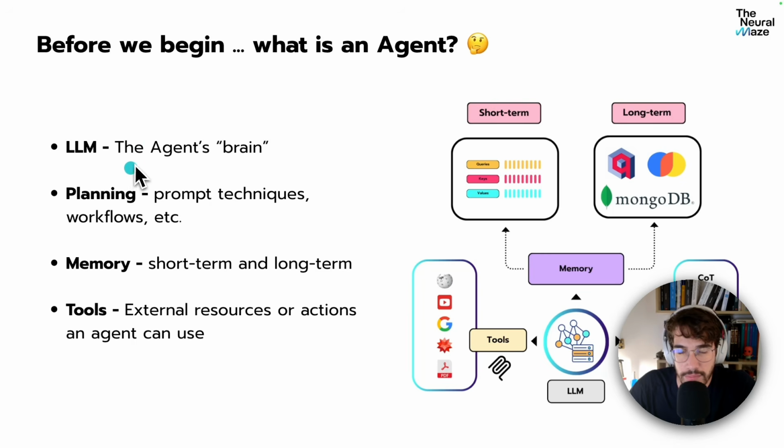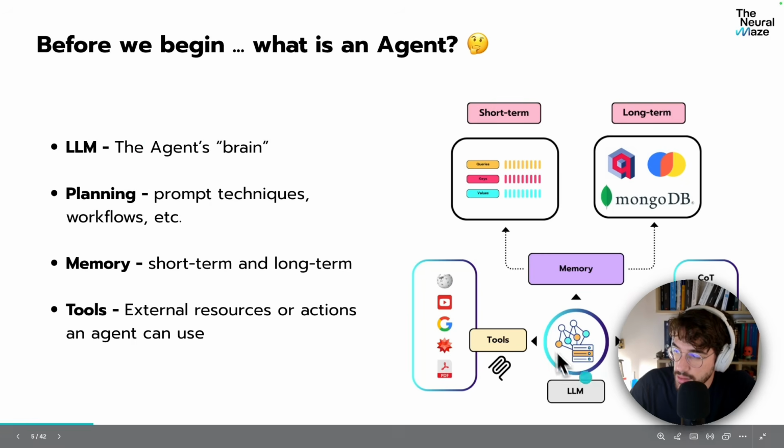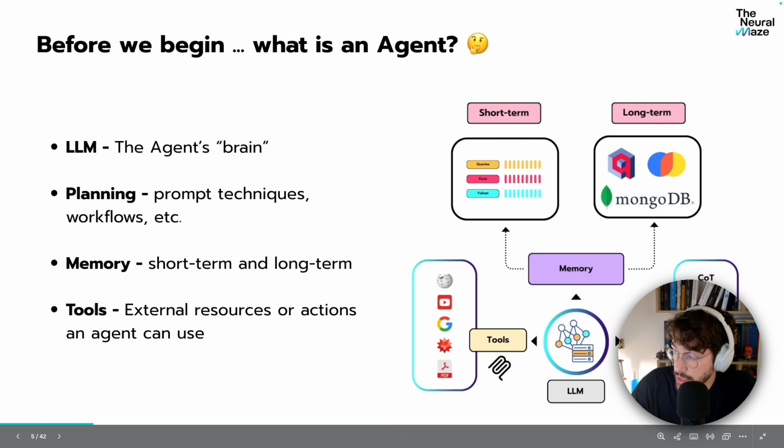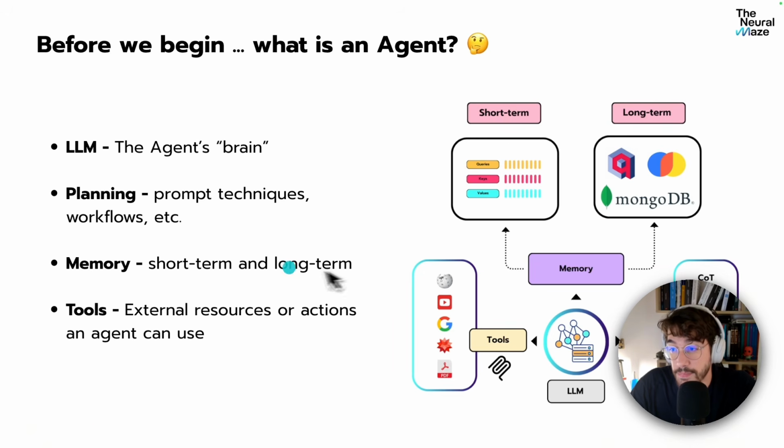First, we have the LLM. You can understand this LLM as the agent's brain, and you can see it in here inside the circle. Then we have the planning component that's composed of different prompting techniques that you can use to improve the planning, like tree of thoughts. And you can see here inside this rectangle, tree of thoughts, chain of thoughts, etc.